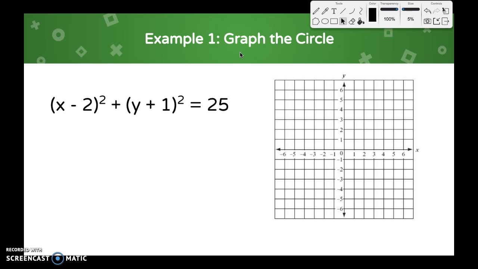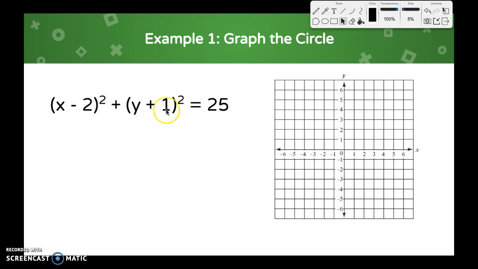Pause this slide and you guys attempt it. Graph the circle. I hope by now you have something on your paper. So when I look at this, there are lots of pieces going on. So right away, the first thing I want to point out is, do I know where the center is?